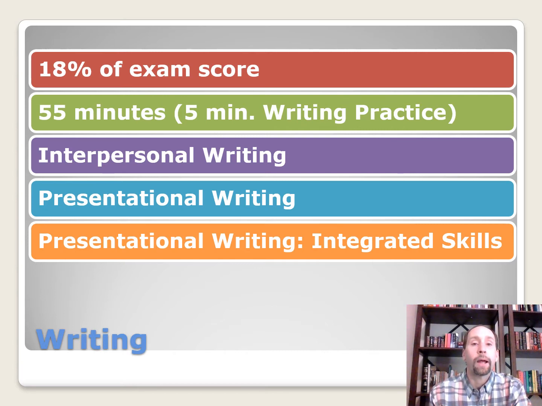The reason that they have a writing practice is because you're going to be doing the writing portion on your computer, and they are going to give you a toolbar that has accent marks and tildes and upside down exclamation points and question marks so that you can practice to use accents and punctuation correctly. So there's going to be a few components that we're going to take a look at: the interpersonal writing portion, the presentational writing portion, and then the integrated skills portion, where they're going to give us a writing prompt, and then later on we're going to speak about that same topic from a little bit different perspective.